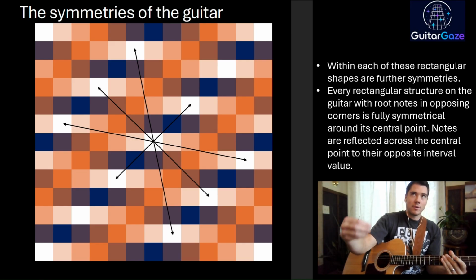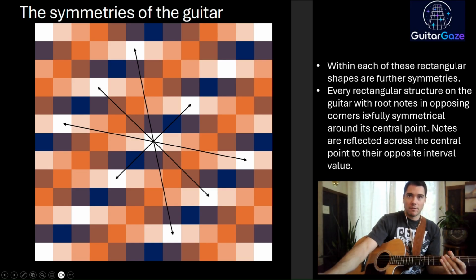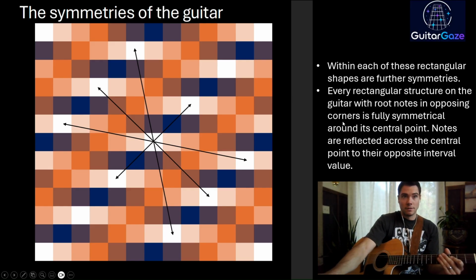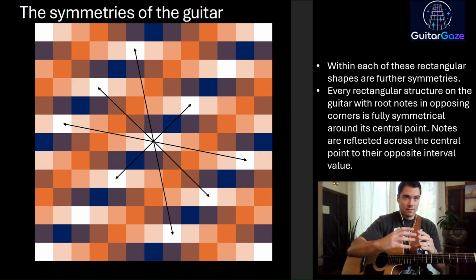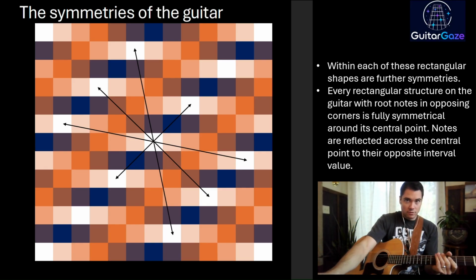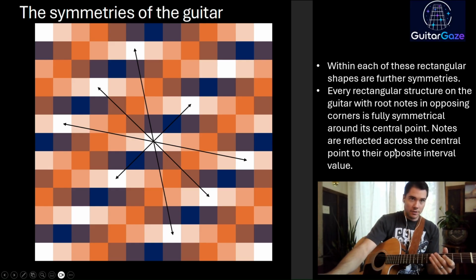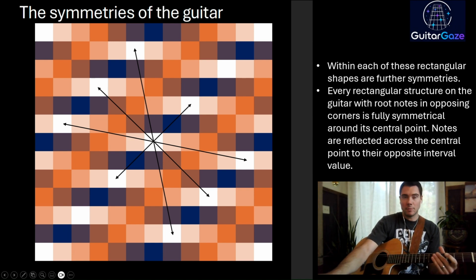It's pretty straightforward when you think about string intervals and you look at the numbers, but it's a lot easier to just represent it this way and just use this as a rule of thumb for now. So every rectangular structure on the guitar with root notes in opposing corners is fully symmetrical around its central point. Notes within that structure are reflected across the central point to their opposite interval value. Feel free to pause it, read through that again, understand what that is saying, and we're going to show examples of what that is saying.